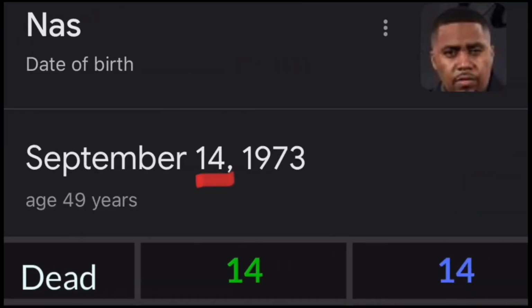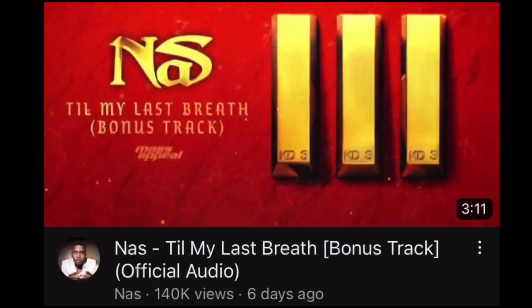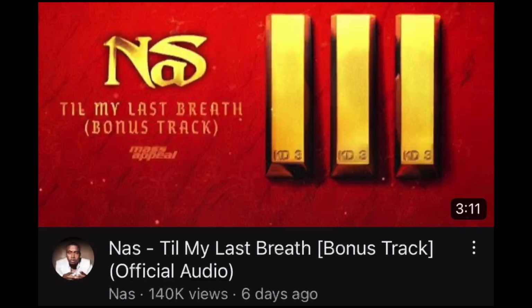But moving along, Nas was born on September 14th and dead equals 14 in 2 ciphers. So there's a good chance that Nas is going to fake his death. I'm not sure if they're going to do it anytime soon, but for sure they're going to do it at some point in his career. It's only a matter of time. And he hints at it a lot because Nas recently dropped his album and he has a song called Till My Last Breath. So he's kind of hinting at the fact that he might die soon.